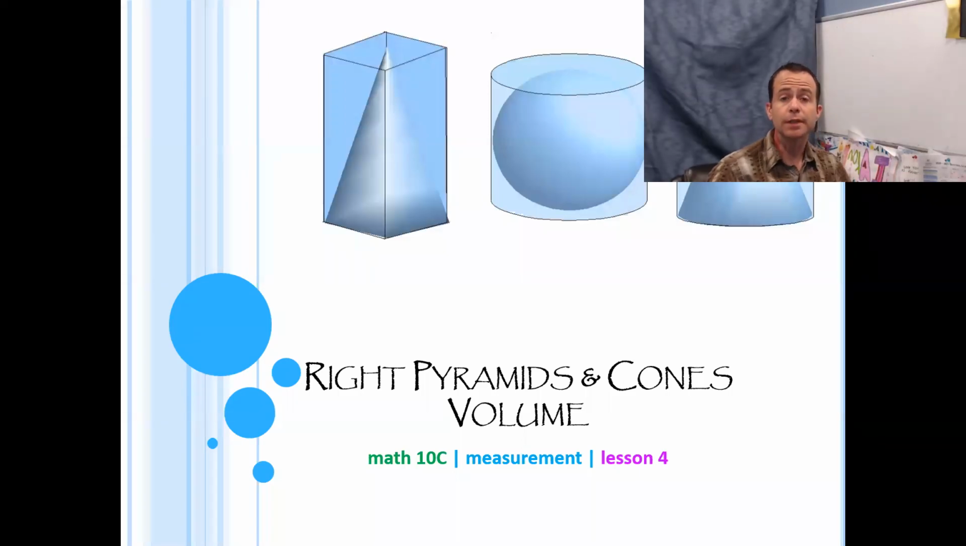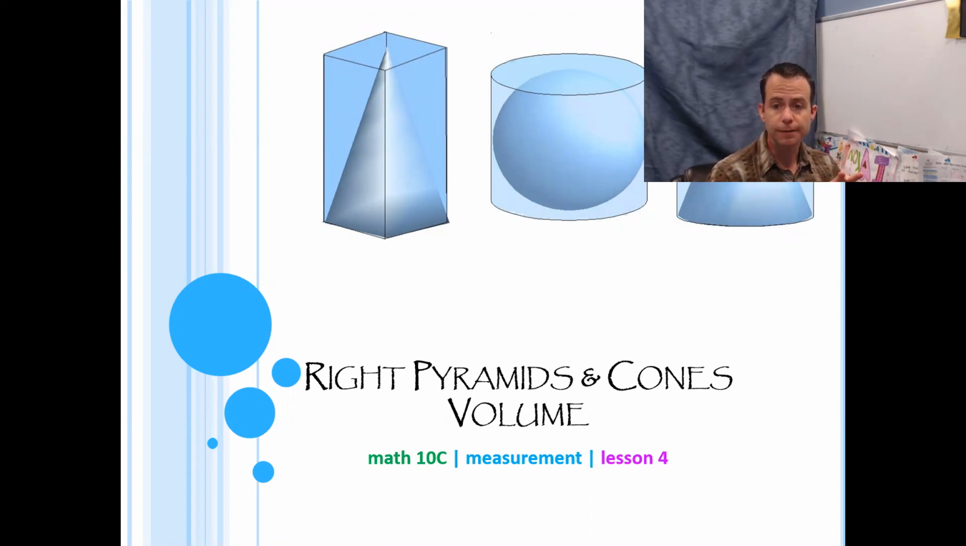Everybody. So this lesson is sort of part 2 of what we started yesterday. We started looking at right pyramids and cones. Yesterday we focused on the surface area. And one of the things that was important with the surface area is we had to use the slant height when we were trying to figure out the area of the triangle, okay? Because the slant height in a pyramid is the height of that triangle, the two-dimensional triangle, okay?